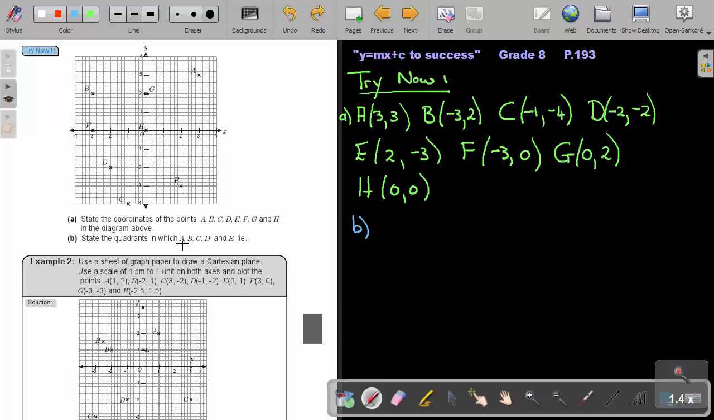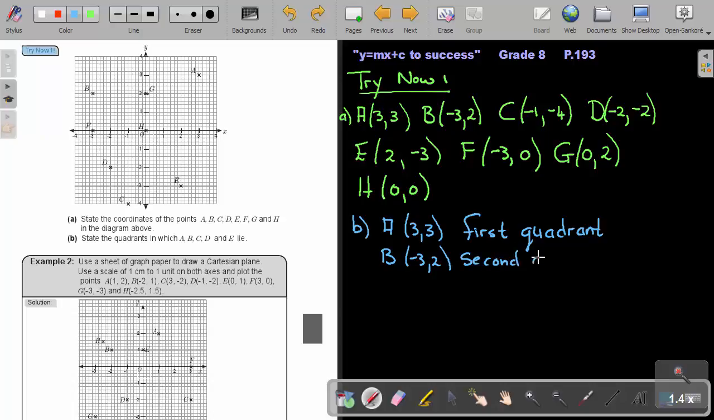State the quadrants in which A lies. Okay, let's just first find A. So A, that was the point 3 and 3, and that lies in the first quadrant. Okay, and then point B. B is in the second quadrant, and that was -3 and 2, and that was in the second quadrant. And then it was point C. Look, C, it's in the third.